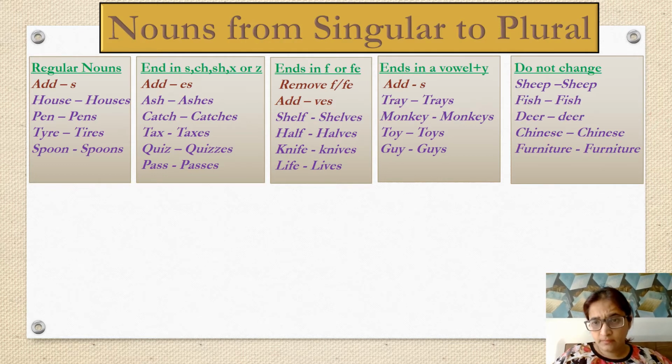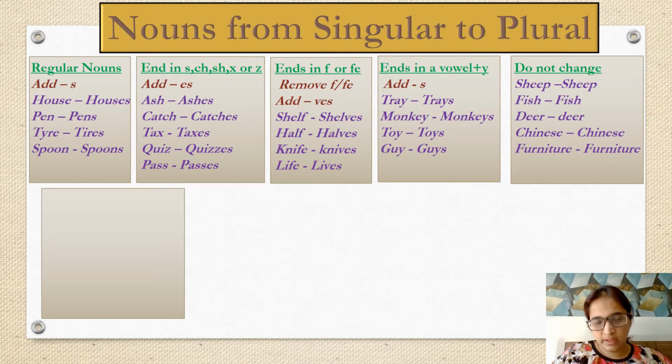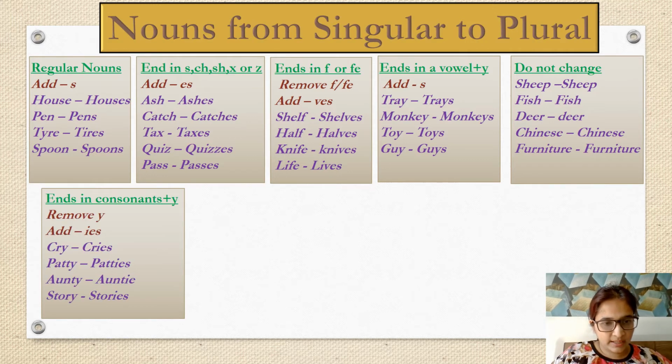Let's see the next one. There are certain forms in which we do not change the noun itself. We do not change the noun even when it is changed into the plural form. For example, we don't say sheeps, we don't say deers. We have to say sheep even in the plural form, fish in the plural form, deer in the plural form, Chinese. We don't say Chineses, we say Chinese. And then there is furniture. So in all these types of cases, we do not change the noun even when we're talking of it in the plural form.